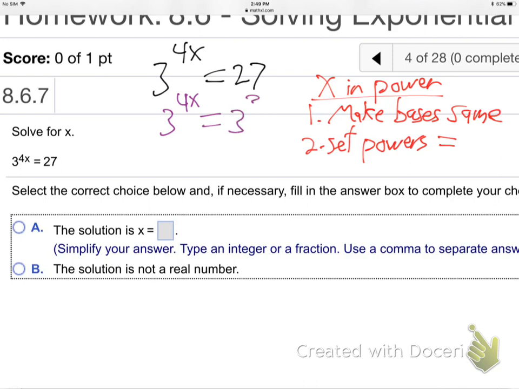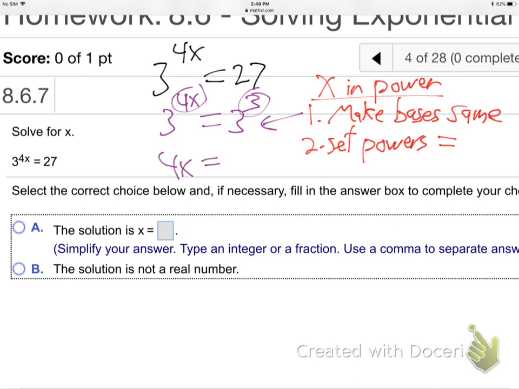So 27 is 3 to the 3rd. Use your calculator, or you probably just know it: 3 times 3 times 3 is 27. So there's step 1, I made the bases the same. Now step 2, set the powers equal. Because if 3 to something equals 3 to something else, those powers have got to be the same, or 3 to one of them wouldn't equal 3 to the other if they were different.